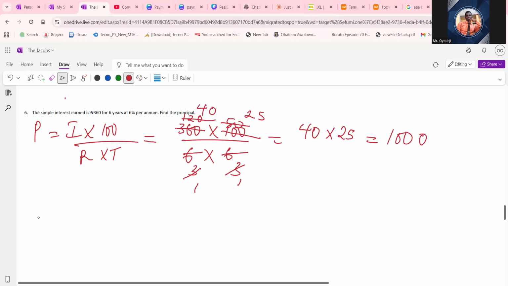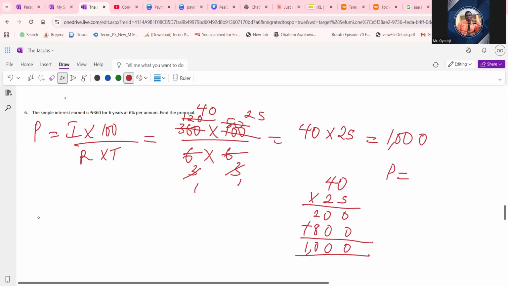Or we can do it like this also. 40 times 25, the long way. 5 times 0, 0, 5 times 4, 20. Then we put 0 here. 2 times 0, 0, 2 times 4, 8. Then we can add together and say 0, 0, then 10. And get the same number. So principal equals 1,000 naira.